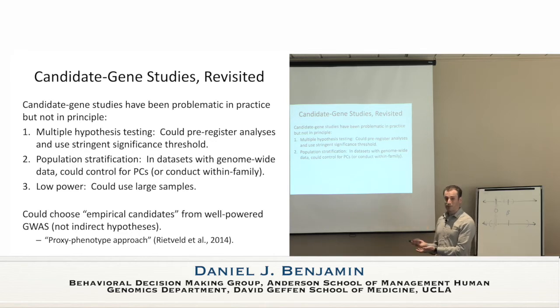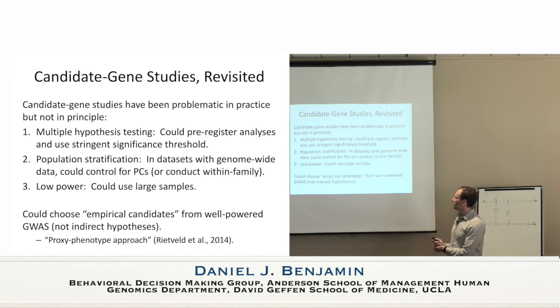You could deal with population stratification. If you have genome-wide data, you can control for the principal components, or you can conduct the analysis within a family. And you could use large enough samples to not have low power. So it's not like candidate gene studies are always going to be a problem, but the way they've been conducted in social science has been problematic.